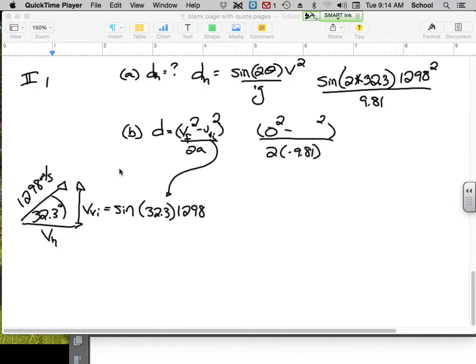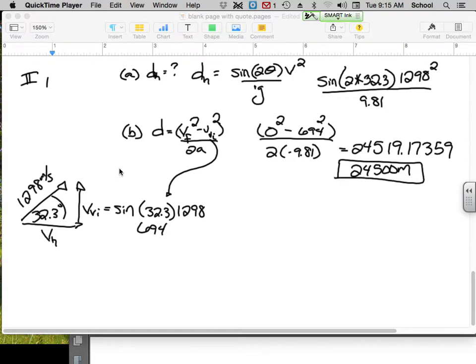If we actually stop and plug in at this point, of course, your calculator has to be in degrees. If we take the sine of 32.3 times 1298, that's going to give me 694. So that is what goes here. If we square that, divided by 2, divided by G, we end up with 24519. Since we have 3 sig figs, we're going to round that to 24500 meters. So 24 kilometers up, which, yeah, if there's no air resistance, wow, would those go high?